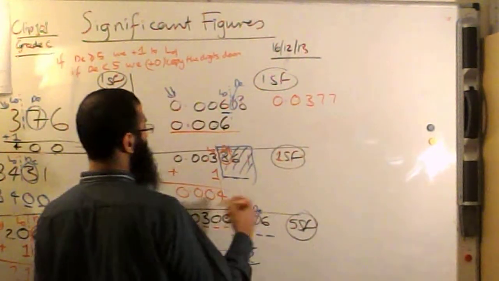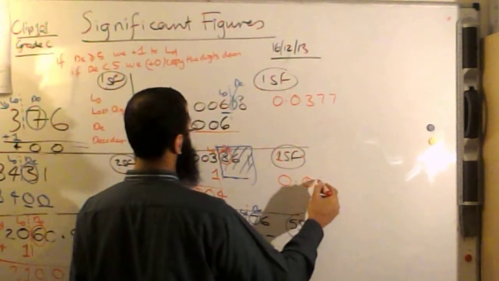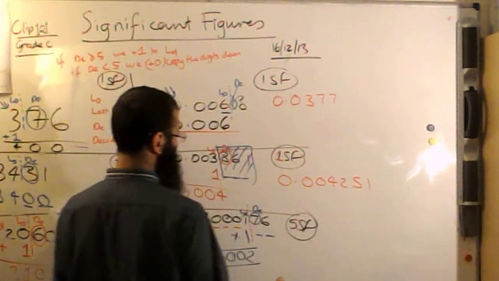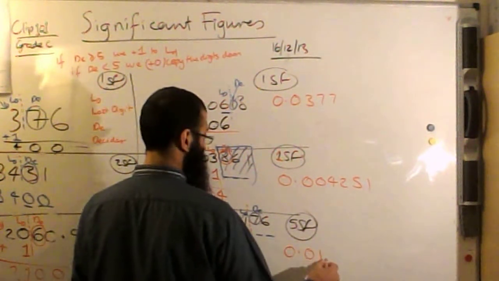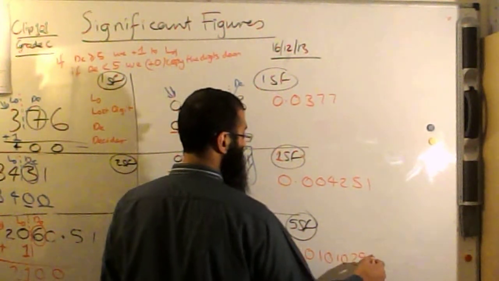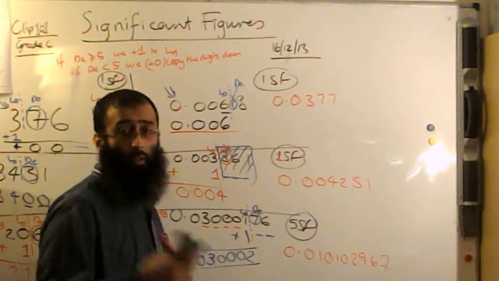For example, this is the next one. Same one, significant figures. 0.0377. This one will be 0.00425, and this one will be 0.010102967.